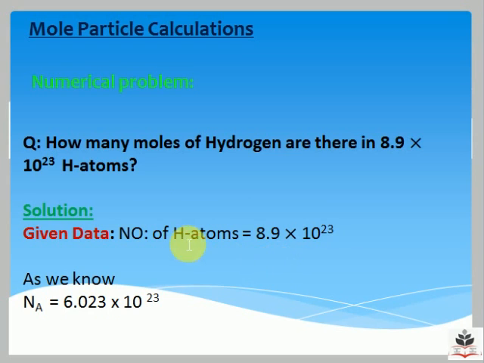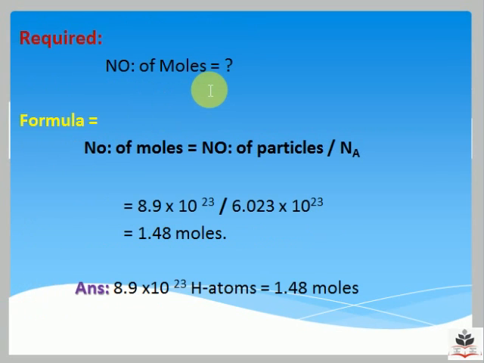What are they asking us to find out? Number of moles. As we know that Avogadro's number is equal to 6.023 × 10^23. And what is required? Number of moles is required. Means we are going to find out the number of moles in 8.9 × 10^23 hydrogen atoms.